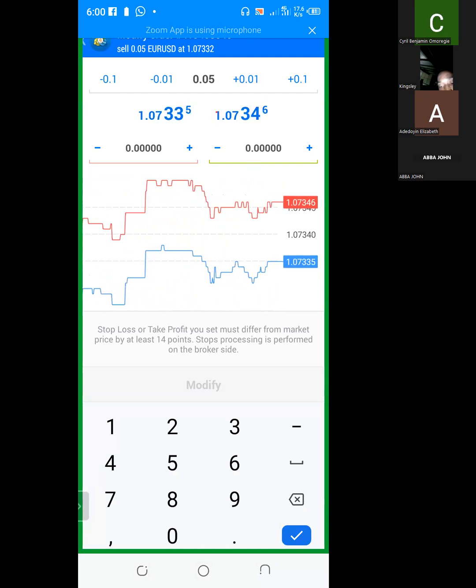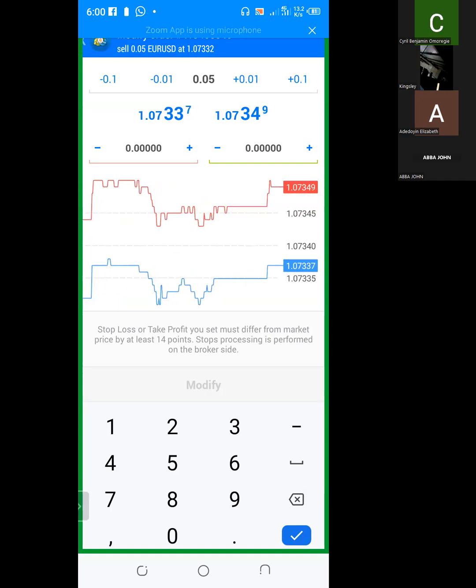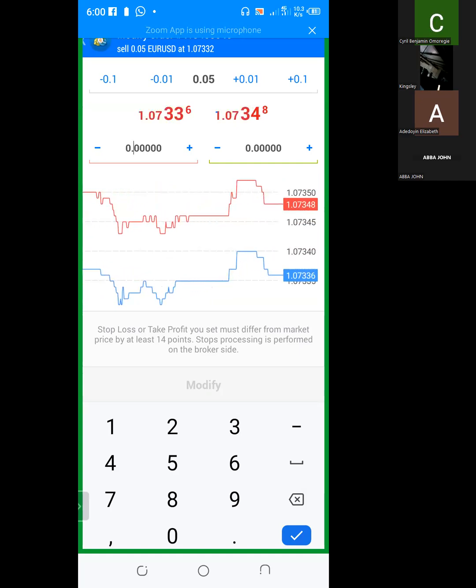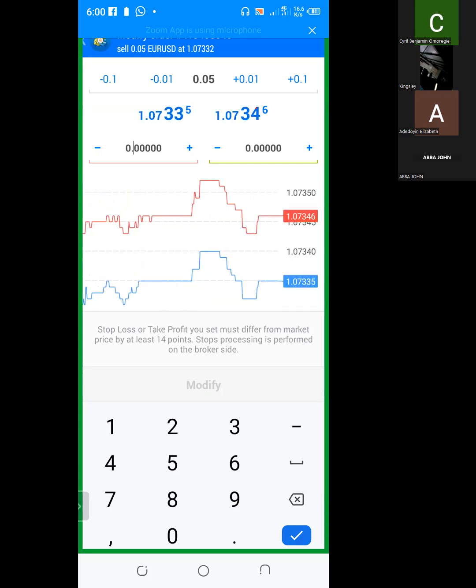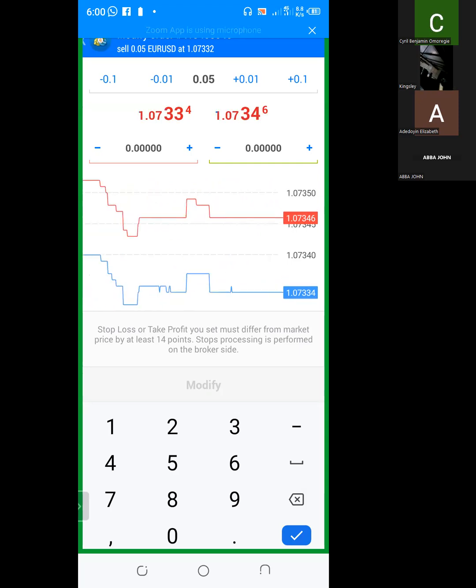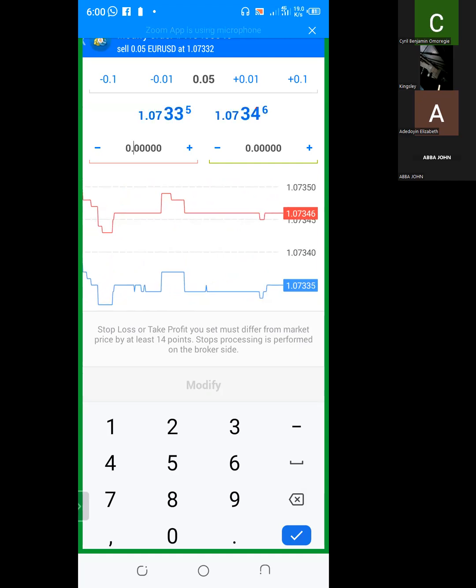So you can write it down. The green line is where you put your take profit figure, and the red line is where you put your stop loss. I'm going to give us an assignment, so you're going to modify. So pay attention.